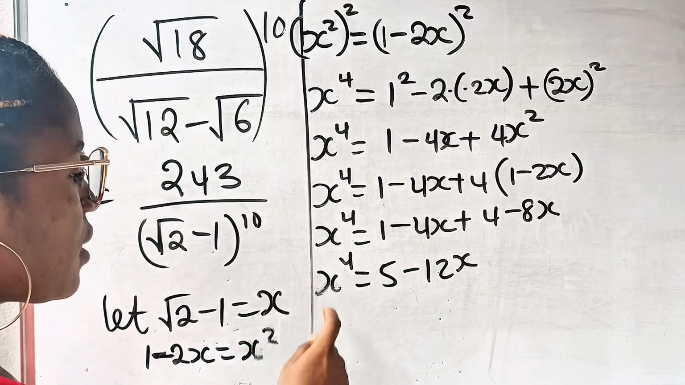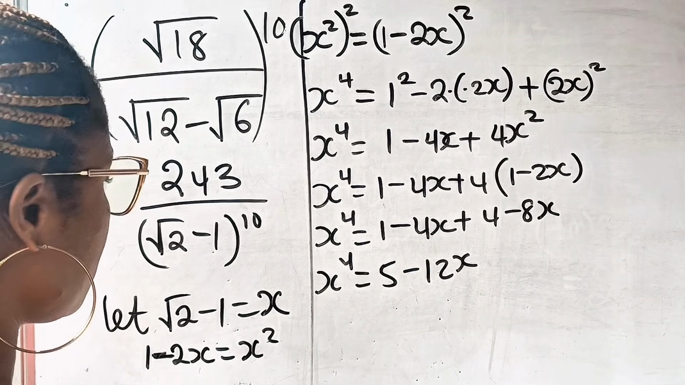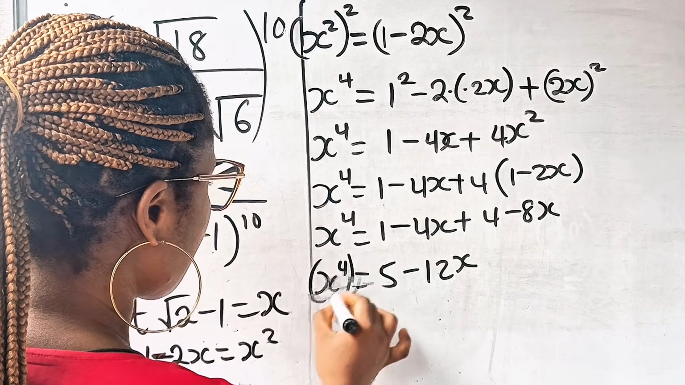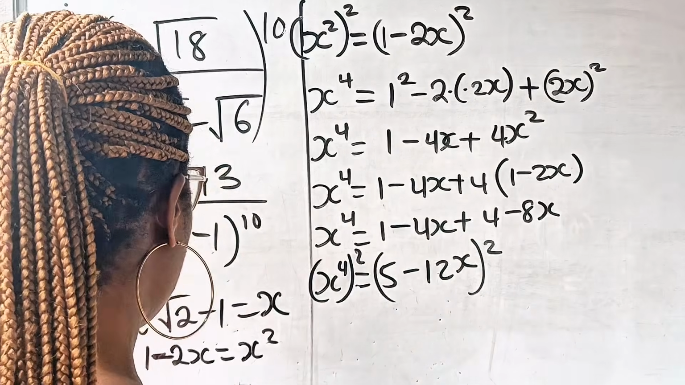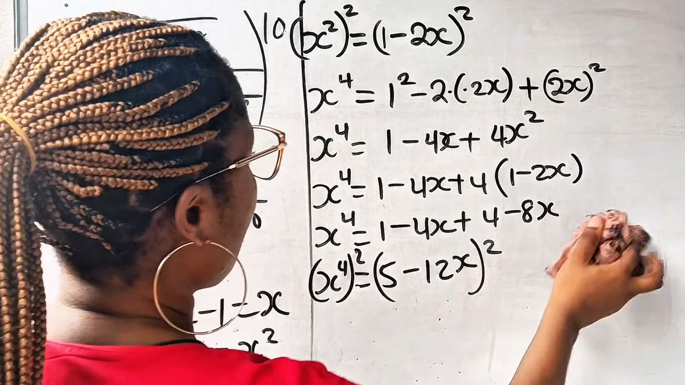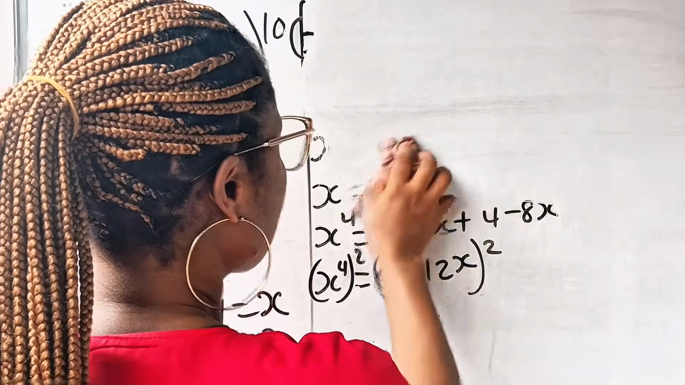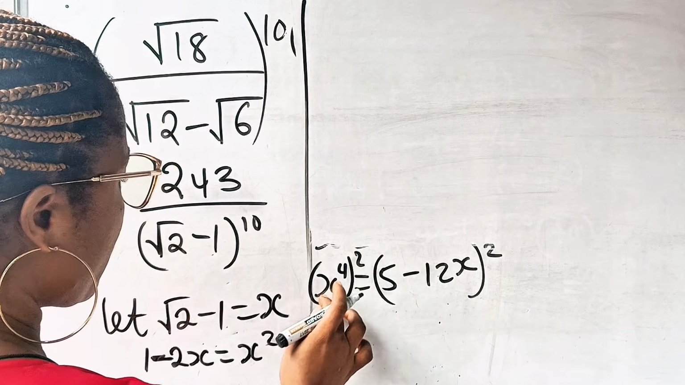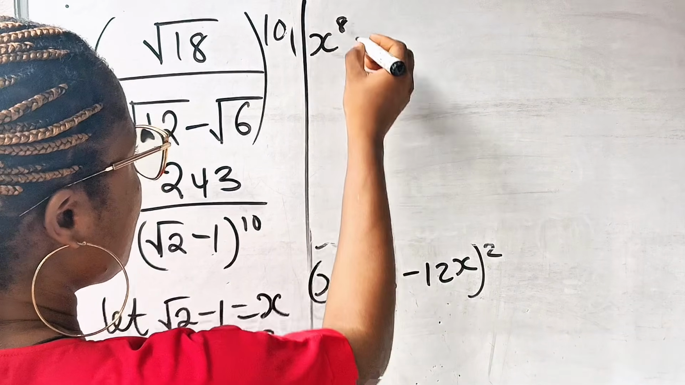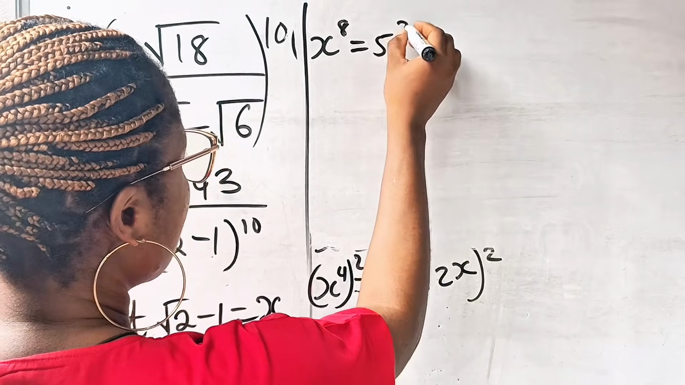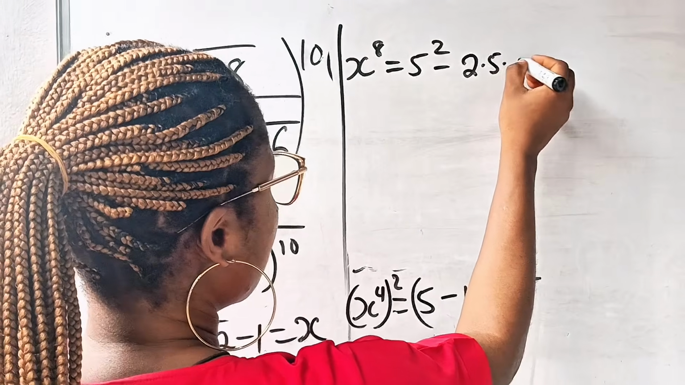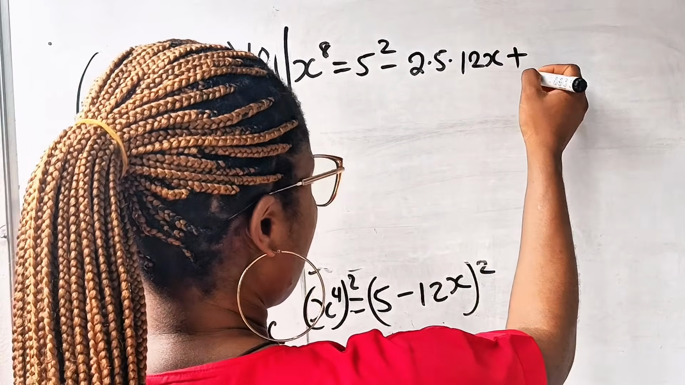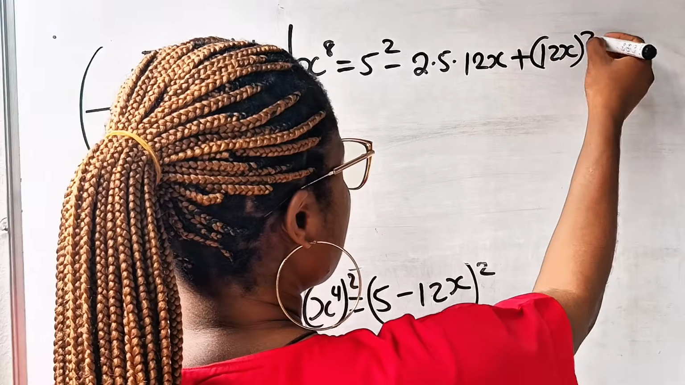Now we are going to square this again. Remember what I explained, okay? So if we square this and square this, we are going to have x to the power of 8. So we have x to the power of 8 is equal to 5 squared minus 2 multiplied by 5 multiplied by 12x, okay, then plus 12x squared.